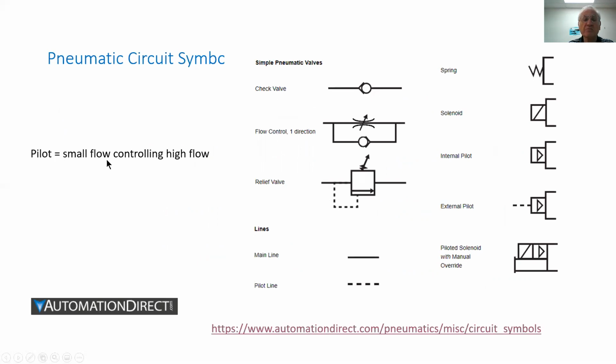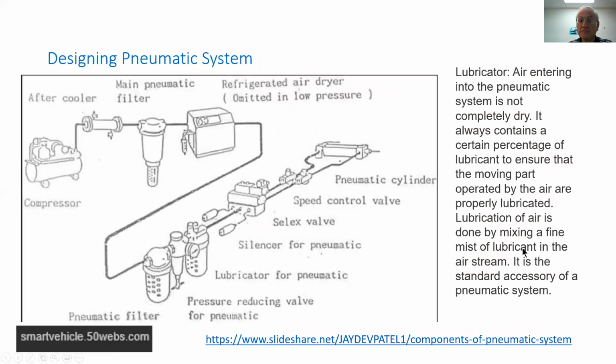A pilot line is a small flow controlling high flow of actuators. We see here a designation of a solenoid actuated cylinder. We have an internal pilot. This is the designation of a pilot, the small triangle, external pilot, and here we have a combination of a cylinder with a pilot and a manual actuation. And over here we see the solenoid as well.